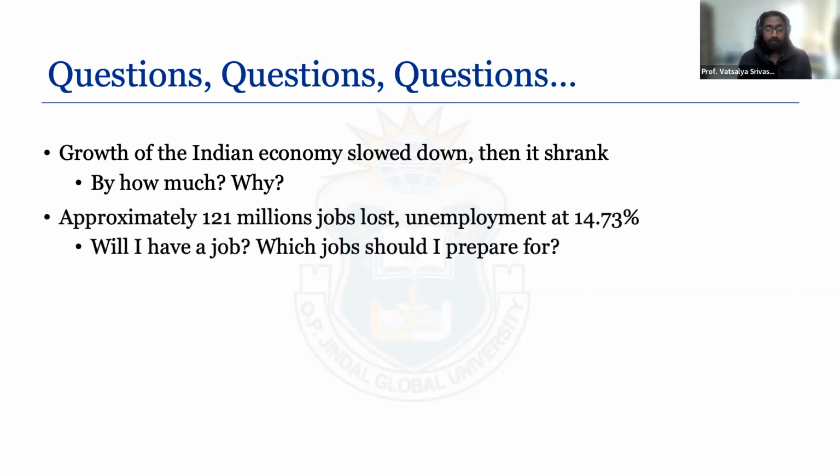Another one, something that many of us would have come across if you've been reading the newspapers recently: there was a data point that told us that approximately 121 million jobs have been lost during the pandemic. There was a time over the last 1.5 years when the unemployment rate was the highest that it has been for the last 40 years. It was about 15%.